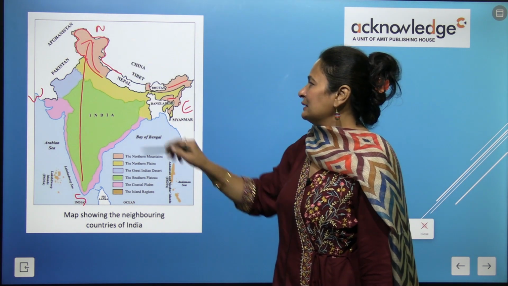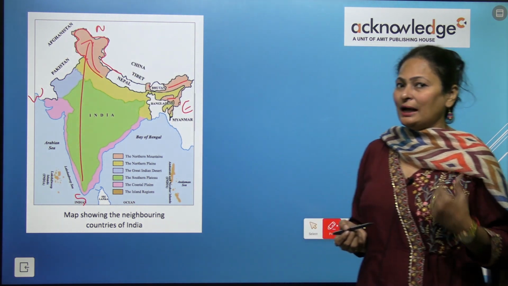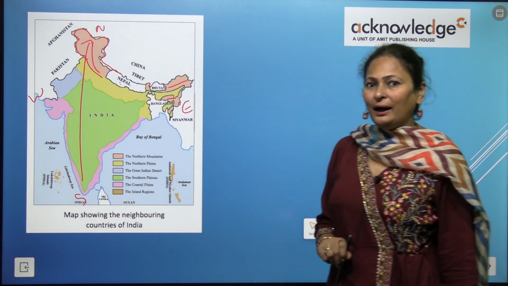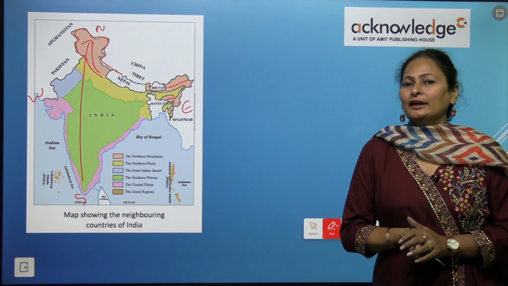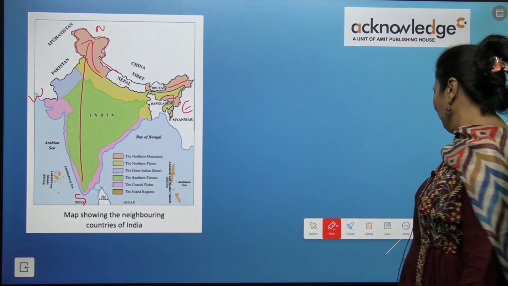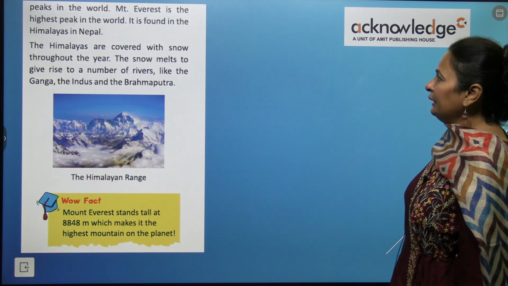The Himalayan range is there. The Mount Everest, we have discussed, is the highest peak on the planet. It is in Nepal. Got it, kids? You have learned about the Northern Mountains, right? Shall we move ahead to a different geographical area?